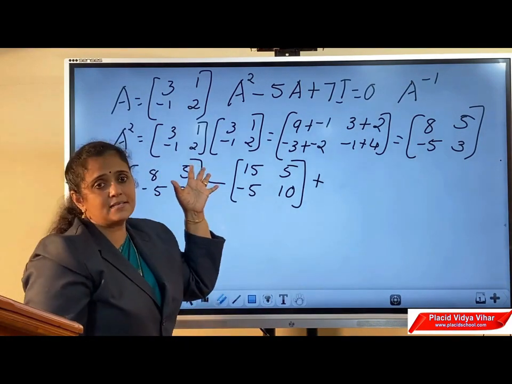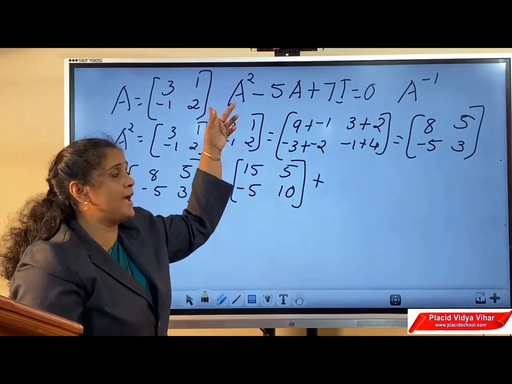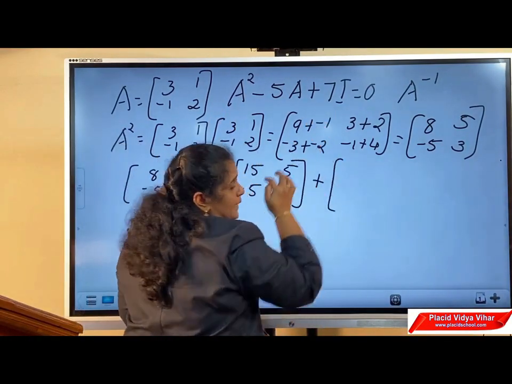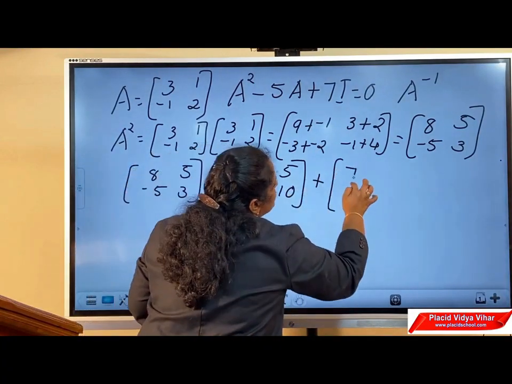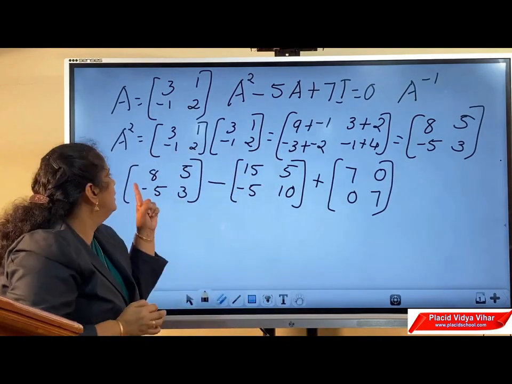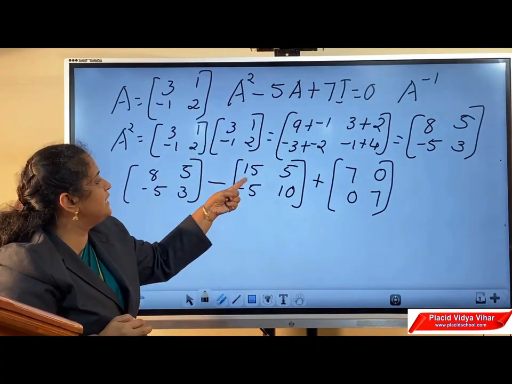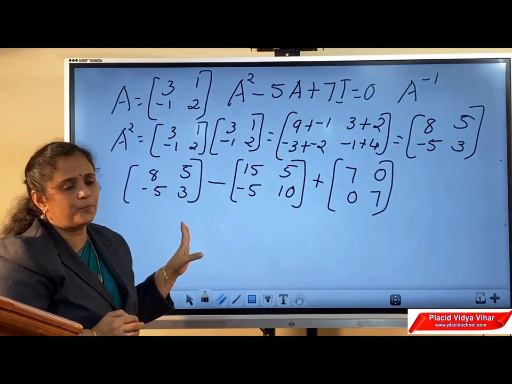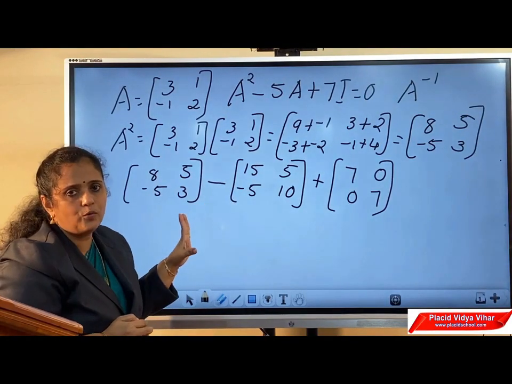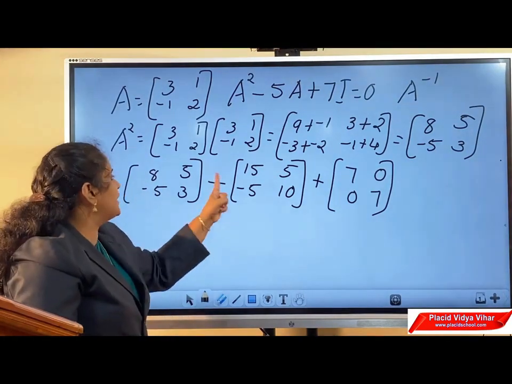The given matrix is a 2 by 2 matrix, so we can write I as [1, 0; 0, 1]. When we multiply by 7, that is [7, 0; 0, 7]. Then we can add: 8 minus 15 plus 7, the answer is 0. The second element, 5 minus 5 plus 0, the answer is 0.